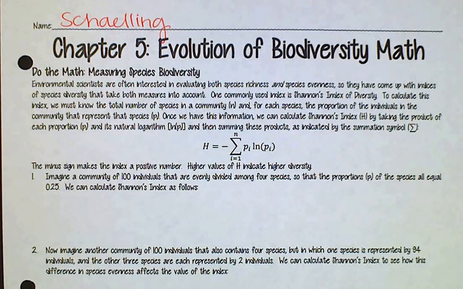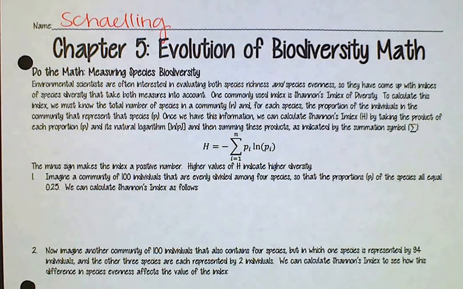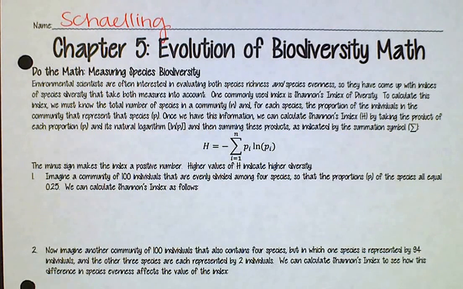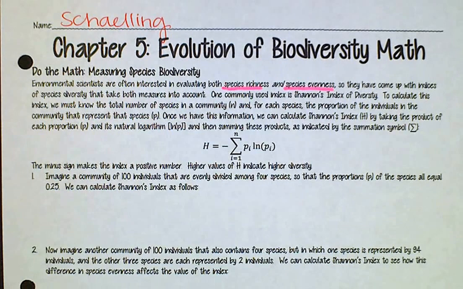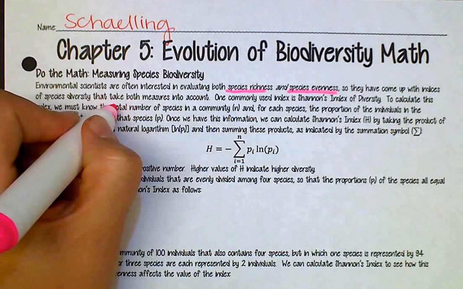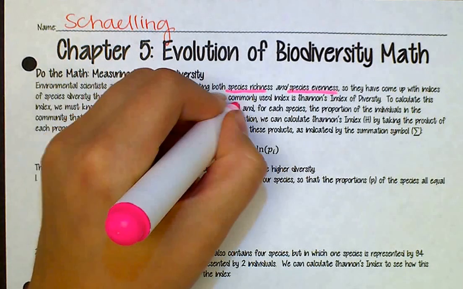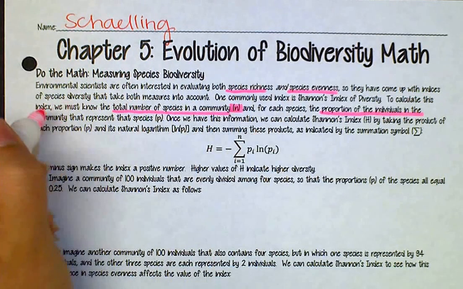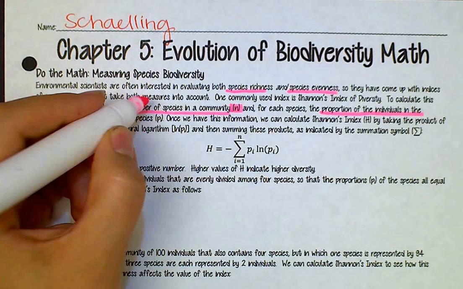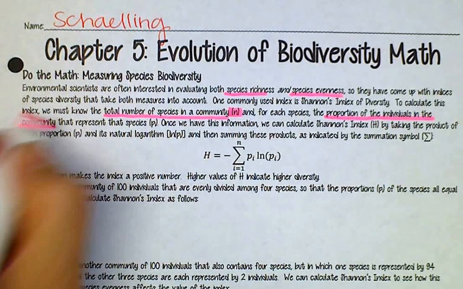It says, environmental scientists are often interested in evaluating both species richness and species evenness, so they have come up with indices of species diversity that take both measures into account. Okay, so we're taking into account species richness and species evenness. One commonly used index is Shannon's index of diversity. To calculate this index, we must know the total number of species in a community, which is N, and for each species, the proportion of the individuals in the community that represents the species. And that is our PI.